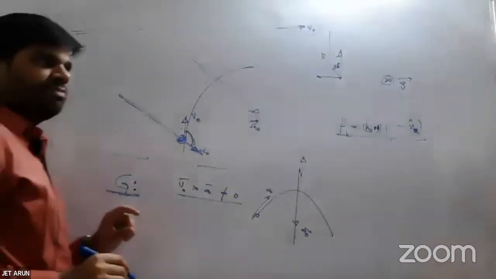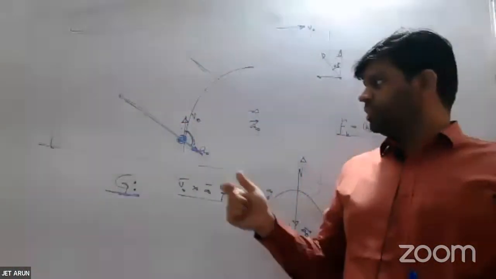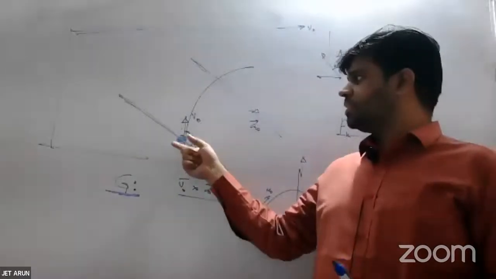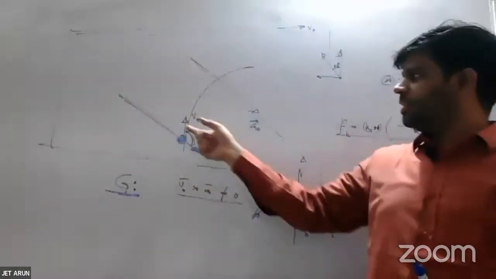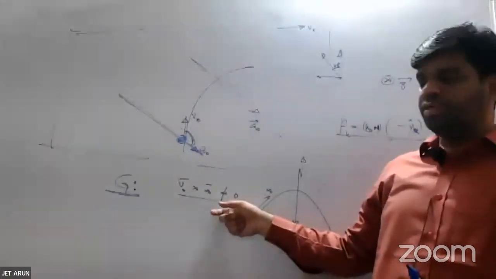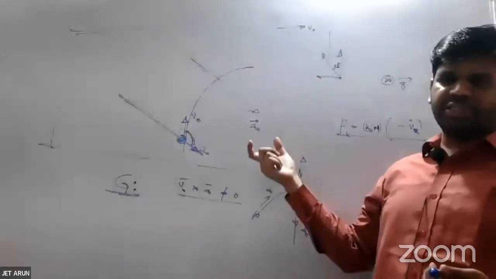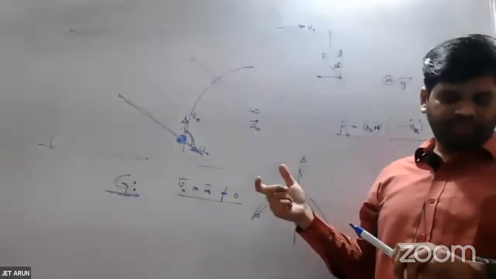So how do we get the trajectory? For trajectories, I need velocity and acceleration. If the velocity and acceleration are parallel or anti-parallel, it's a straight line. If velocity and acceleration are not parallel or anti-parallel, that means the cross product is non-zero. It's a parabola with the axis of the parabola parallel to A bar, the acceleration vector.